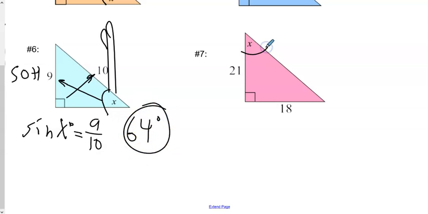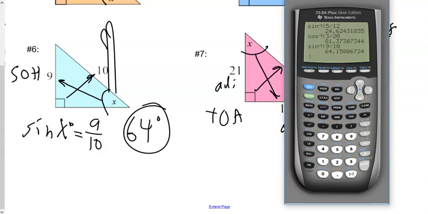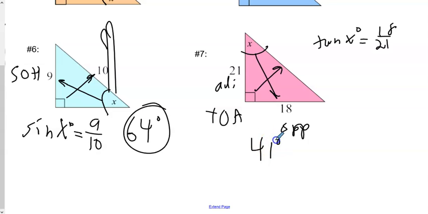Okay, what do we have here? Notice we do not have the hypotenuse. We have opposite and we have adjacent. Opposite and adjacent is TOA, tangent. Tangent of the unknown angle equals opposite over adjacent. So 18 over 21. So second tangent, 18 divided by 21. 40.6, so 41 degrees rounded. That's it.